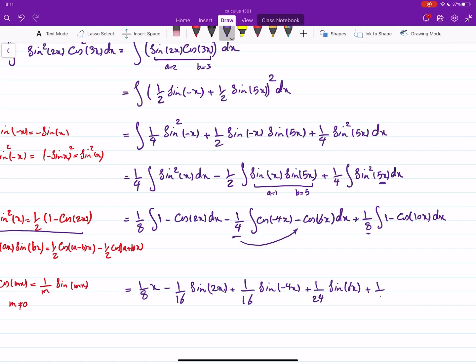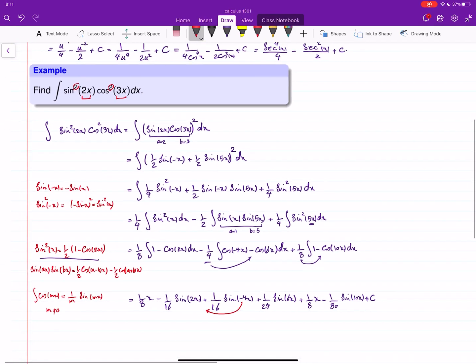Plus 1 over 8x minus 1 over 8 is already there. There will be 1 over 10 there, so 1 over 80 sine of 10x plus c. You can definitely simplify these terms, but I will leave it like that because for me the important thing was to apply these tricks. And this example shows that sometimes you have to bring all your toolbox, everything, even power, odd power, different angles, and so on.